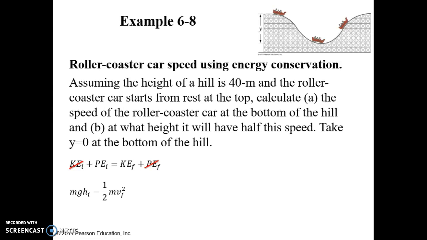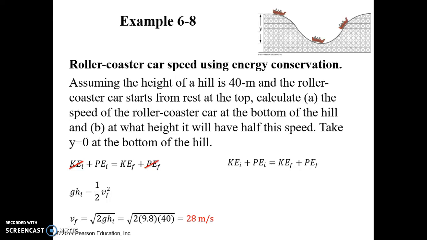Now we can plug in the equations for kinetic energy and potential energy. And again, mass cancels out. Our equation reduces down a bit. Solve for the final velocity. And we plug and chug, and we get 28 meters per second as the final velocity.